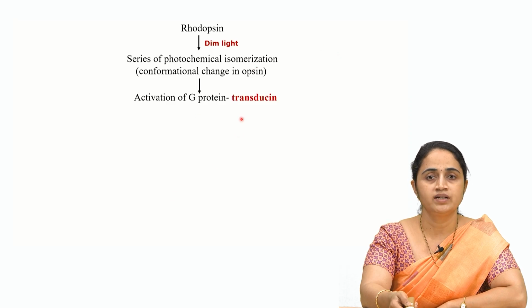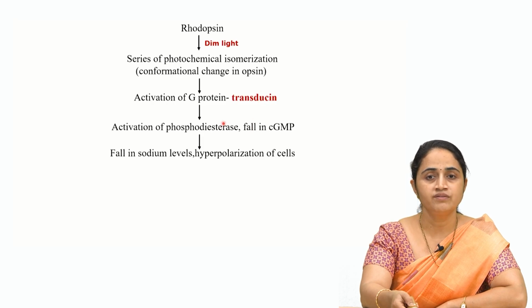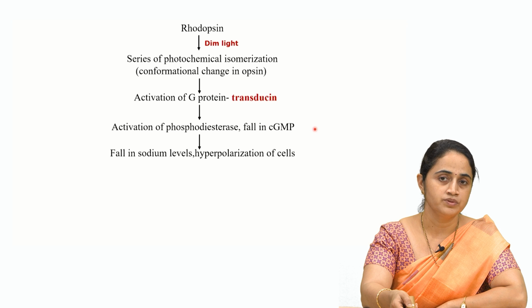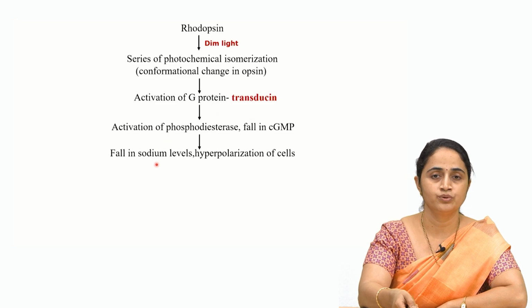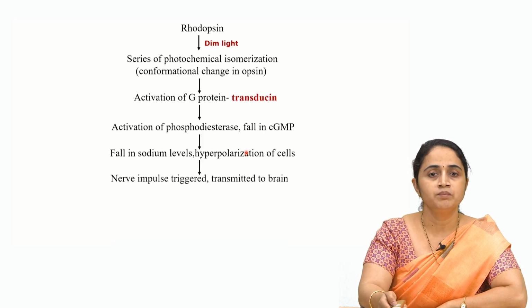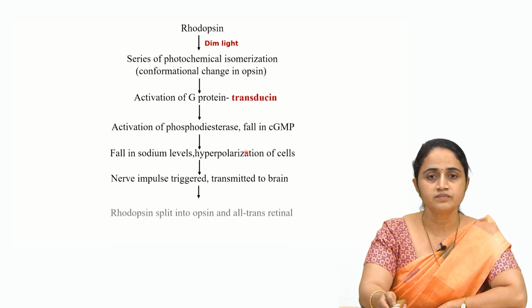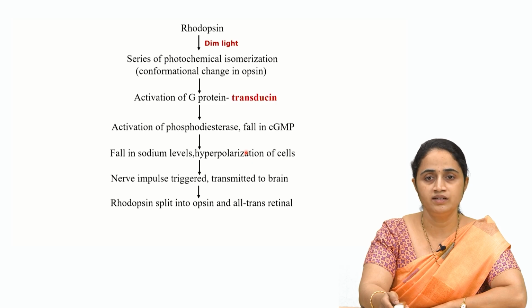Okay. So, G protein transducin causes activation of the phosphodiesterase enzyme. This phosphodiesterase converts the cyclic GMP into 5' GMP. So, there will be a decrease in the cyclic GMP concentration, and this causes a decrease in the sodium levels, and subsequently there will be hyperpolarization of the cell. This leads to a nerve impulse being generated and transmitted to the brain, which causes the dissociation of the rhodopsin to form opsin and the all-trans retinal.